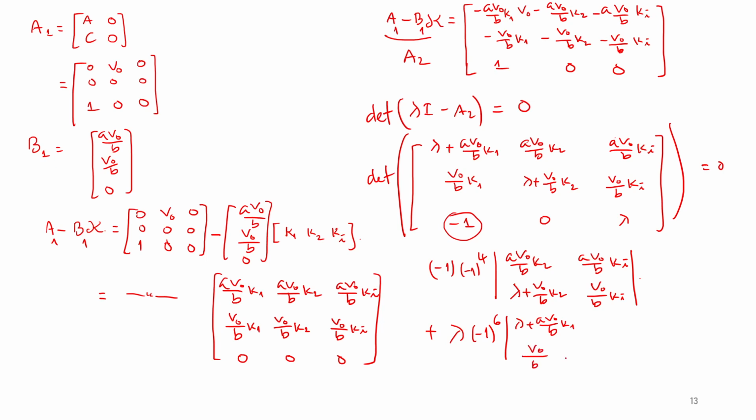lambda plus A V0 over B K1, V0 over B K1, A V0 over B K2, lambda plus V0 over B K2, like this, and you set it to 0. So from here you can see that the degree of lambda is 3, right? Because you have this lambda times this lambda and then times this lambda, right? Determinant, this times this minus this times this, right?